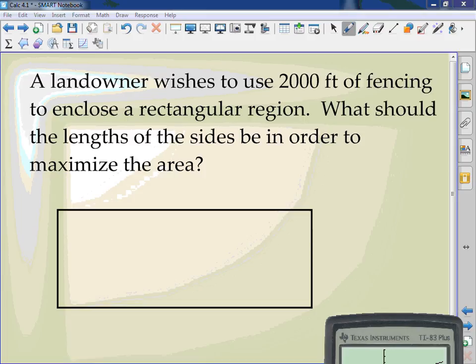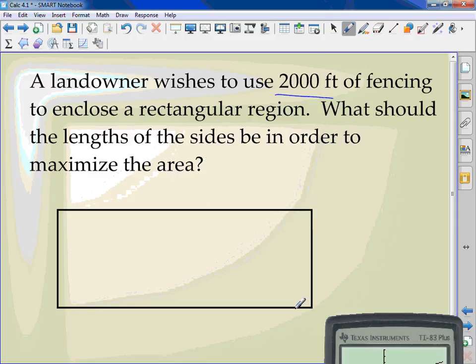For part 2 of this lesson, a landowner wishes to use 2,000 feet of fencing to enclose a rectangular region. What should the lengths of the sides be in order to maximize this area? What is this 2,000 standing for? How much fence is needed? What can I call that?